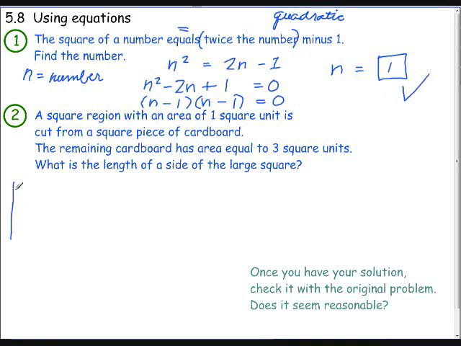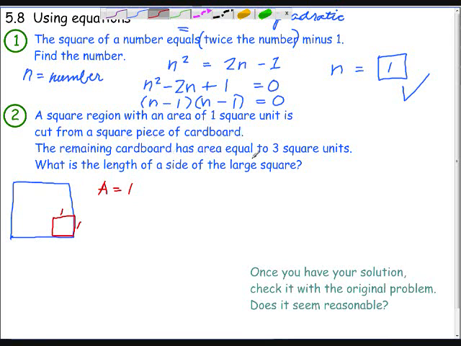A square region. All right, I'm just going to start right off drawing. I know it doesn't look like a square, but it is. A square region with an area of 1 square unit is cut from a square piece of cardboard. Okay, so I'm going to change colors here. A square region, I don't know how big the square is, but this square region with an area of 1 square unit. So I know this is 1 by 1, right? That would be an area equal to 1 square unit. It's cut from a square piece of cardboard.